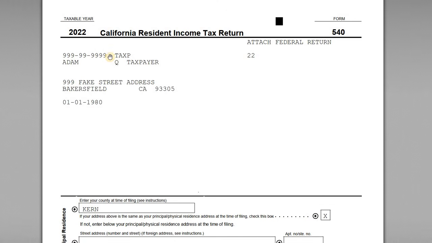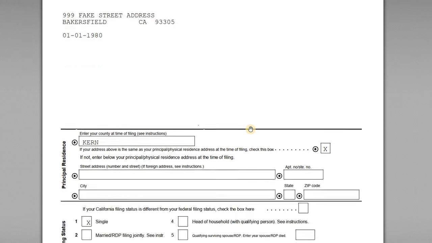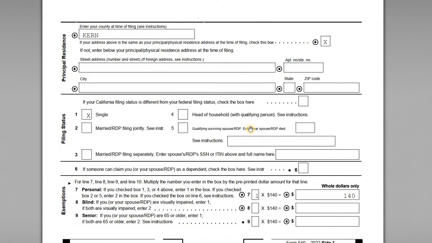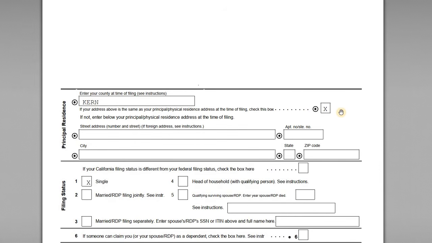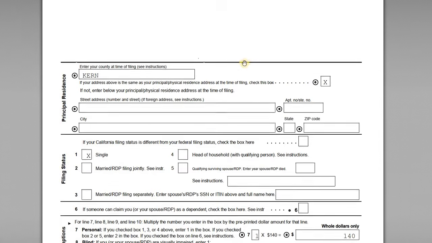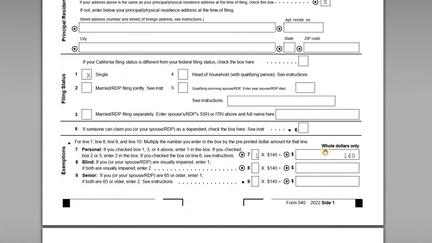Now, what elements need to be completed up here? We have the Social Security number, or ITIN, for the taxpayer, Adam Q. Taxpayer, the address, and then the date of birth for the taxpayer is entered on page 1 as well. So in the principal residence section, if you are living at the same address that you have as your mailing address, you can indicate here using this checkbox. If that's not the case, then enter your actual principal or physical residence here. In our case, Adam Taxpayer lives at the same address as his mailing address, so that's why he's left this section blank.